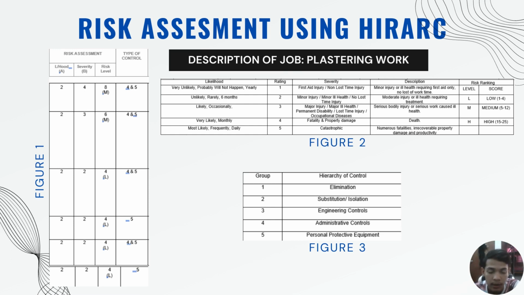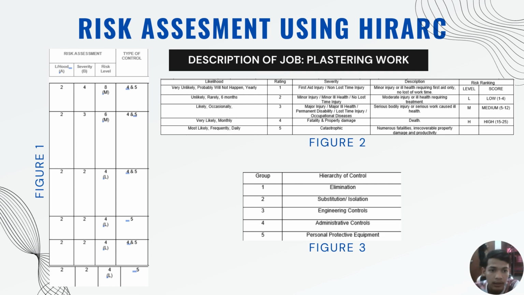So we see the figure 2. Figure 2, the likelihood rating has from 1 until 5, that is the 1 is very unlikely, and 5 is most likely. The severity also has 5, that is from 1 is minor injured, and rating for 5 is numerous fatality. So the risk level we can see from the risk ranking, that is low, medium and high. Risk level we can calculate by likelihood times with severity.